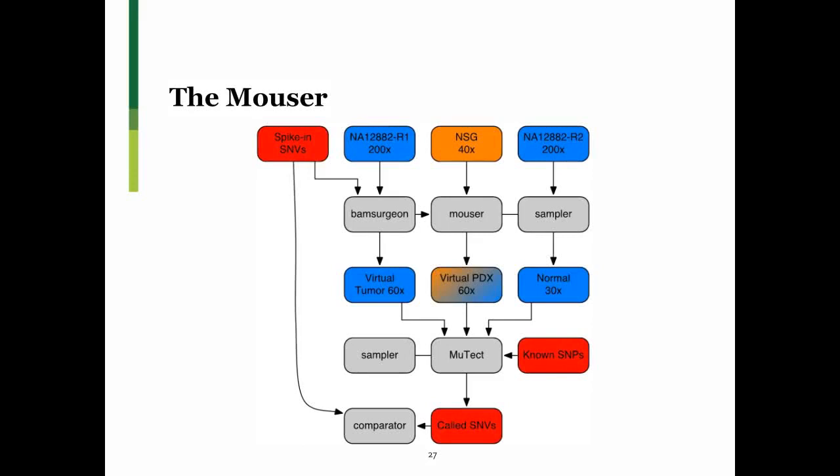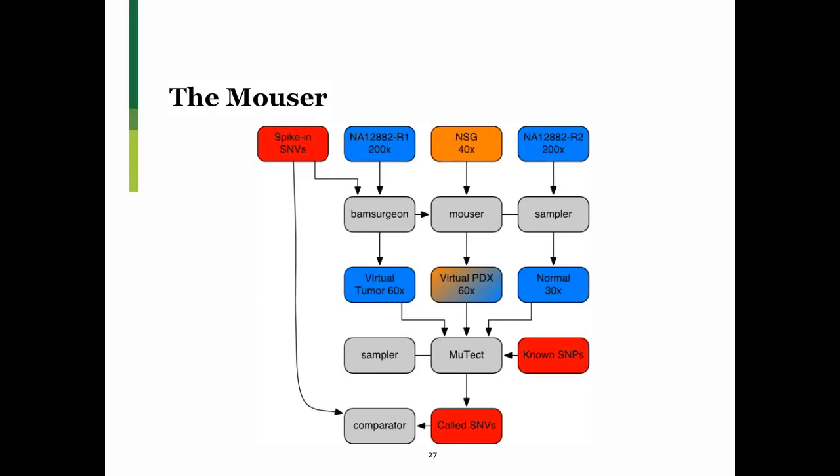bit complicated, but what is really being shown here from the top is that we start with a list of single nucleotide variations that we were interested in studying. And so these were a list of known mutations at known loci that we wanted to spike in. And then we started with the technical replicates of one of the Illumina Platinum genomes at 200x depth, and a 40x genome from the NSG mouse.